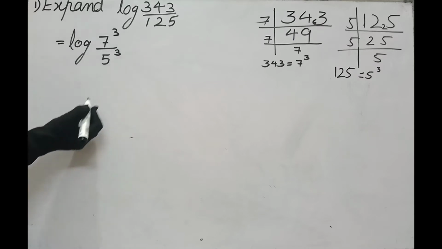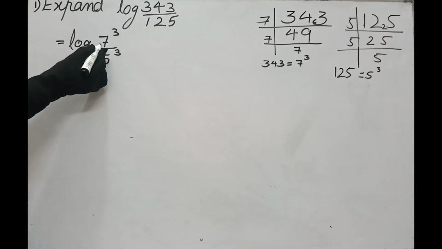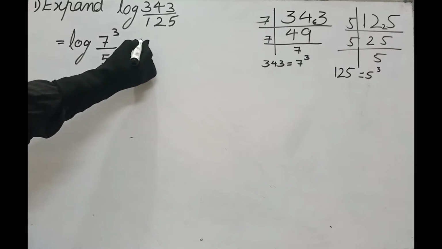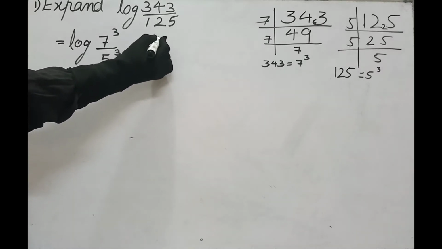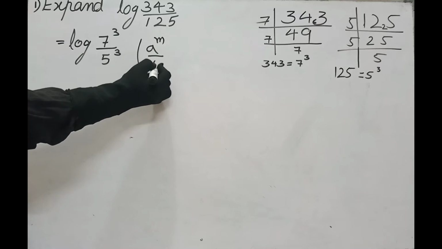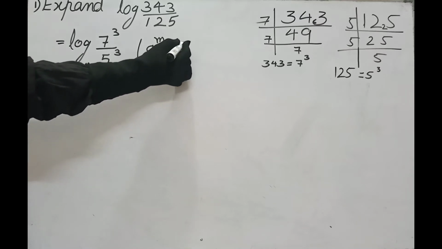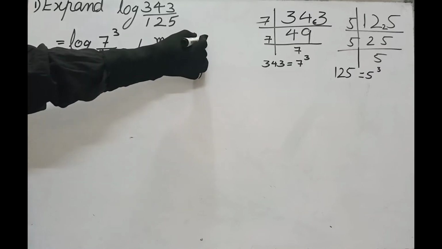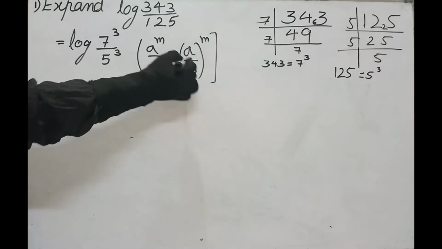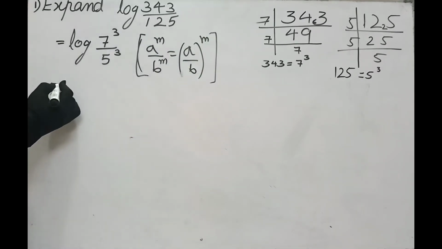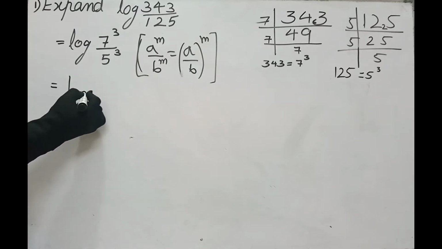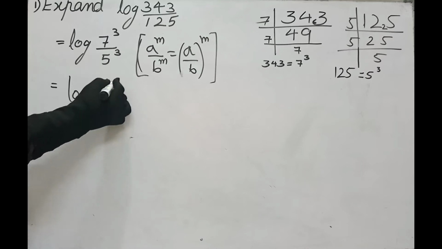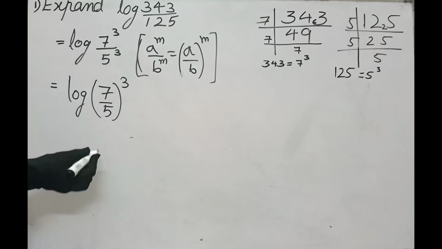Okay, here the powers are same. So we can use the law of indices of same power. What is it? Do you know, students? It is a power m by b power m is equal to a by b whole power m. That is, here we have bases different and power same. So we can use this law. Okay, so this can be written as log 7 by 5 whole power 3.